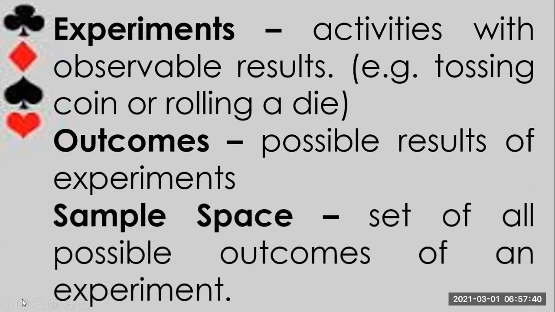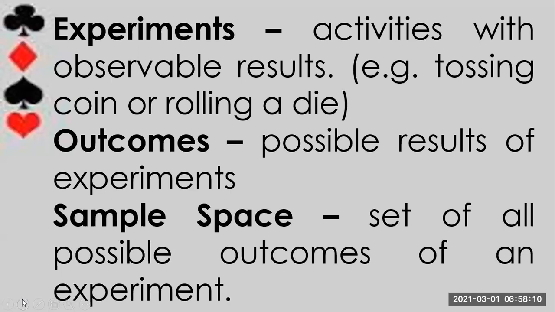Next is the sample space. So yung sample space ay hindi lang siya sa statistics natin mae-encounter. So we also have sample space in probability. So sample space is the set of all possible outcomes of an experiment. So kumbaga, kung babalikan natin yung set, yung ating sample space ay yung ating universal set, yung lahat ng possible outcomes na lalabas sa isang experiment.